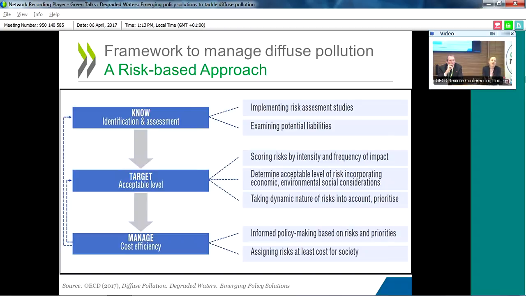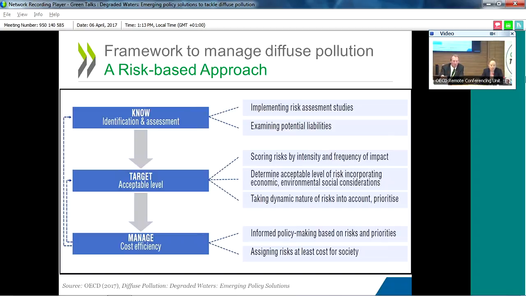So in the report, we've developed a framework to manage diffuse source water pollution that builds on a risk-based approach. The first step is to know the risks, to identify the pollutants, their sources, their pathways, timing, and the sensitivity of the receiving environment. The second step is to target the risks.